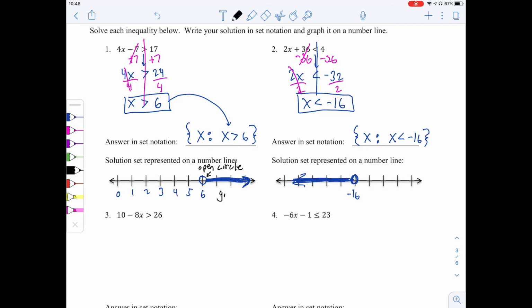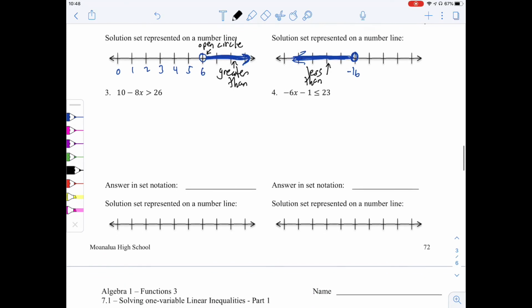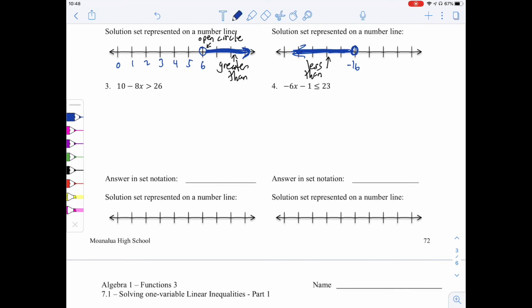Right? So this is greater than, less than, to the left. Okay? And then keep going. Okay, next one. Same thing.